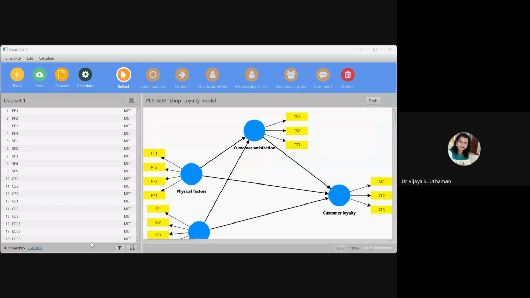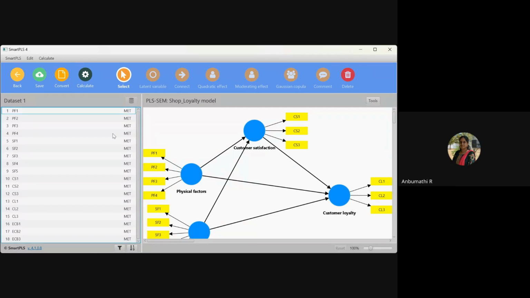Okay, so when we do the measurement, that is for calculating AVE and CR and all, we check for physical factor, social factor, and also for customer satisfaction and customer loyalty. Yes, that's all. Okay, we'll do it, ma'am. Now we will do it.